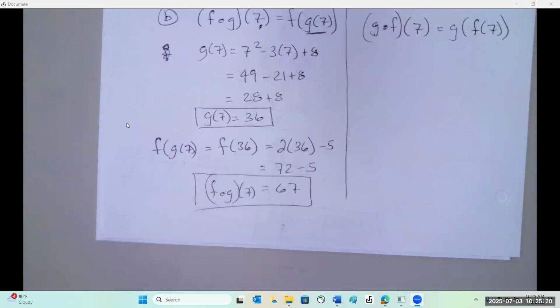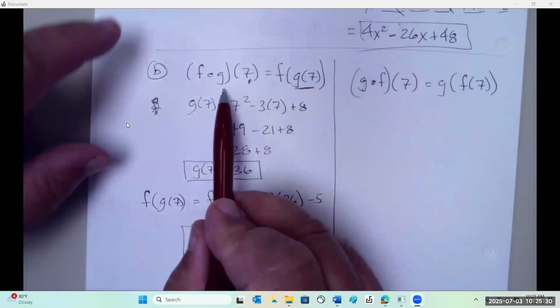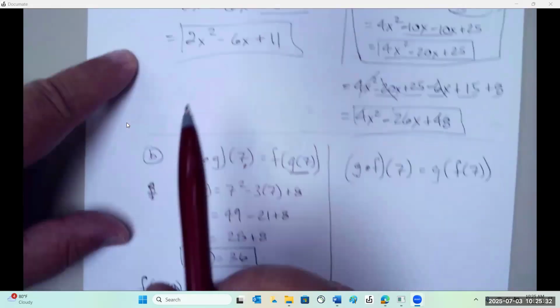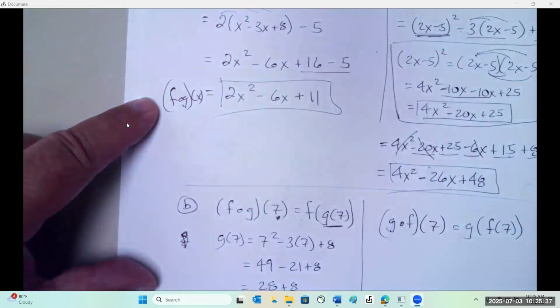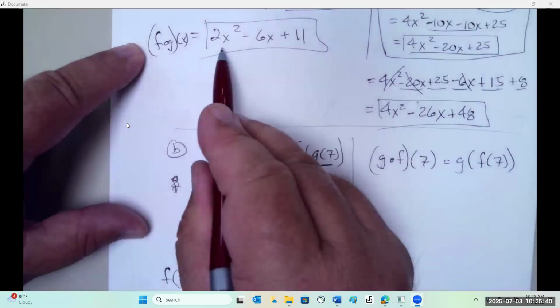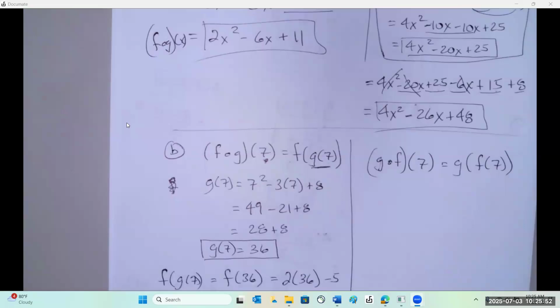Is there another way we could have done it? Yes. What we could have done, since it asked us for f of g, up here we did f of g. This is f of g at x. All I have to do is I take this equation and I put 7 in place of x. So it tells you you can either do piece by piece, or you can combine them first and then put the value in there.